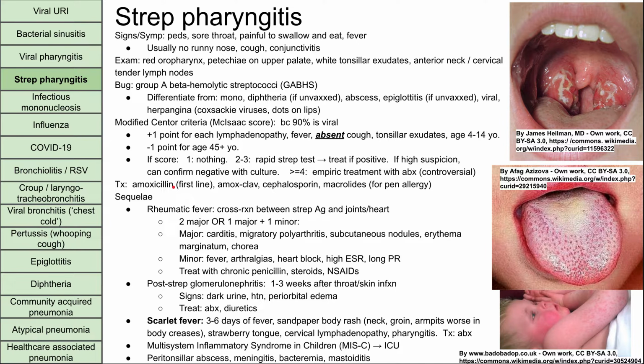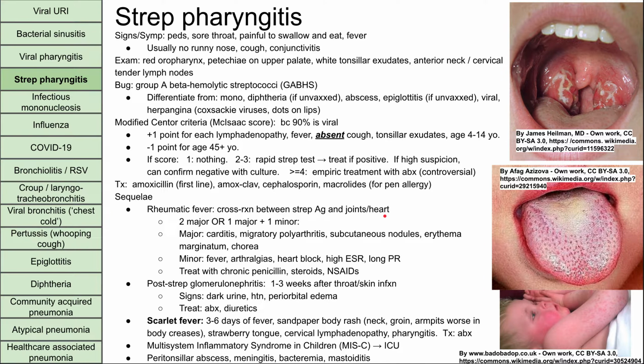Now, it's important to treat strep throat and not just let it fade away as if it were a viral pharyngitis, for a few reasons. There are these sequelae, or diseases that can occur after strep throat, and some of them can be pretty damaging and can leave the patient with some long-term consequences. So for instance, rheumatic fever. This is a cross-reaction between the strep antigen and the heart and the joints in a person. So the body's immune system is making a reaction against strep bacteria, but that immune reaction also ends up hurting the joints and the heart.